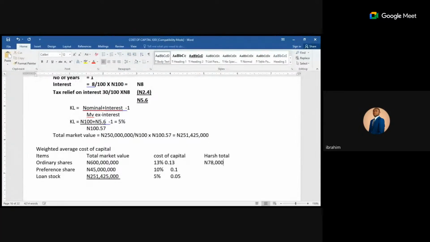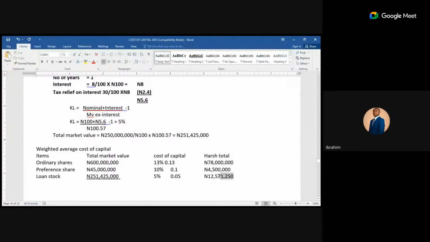78. So what do we have here? For preference share, we have 4.5 million. Next: 12,571,250.